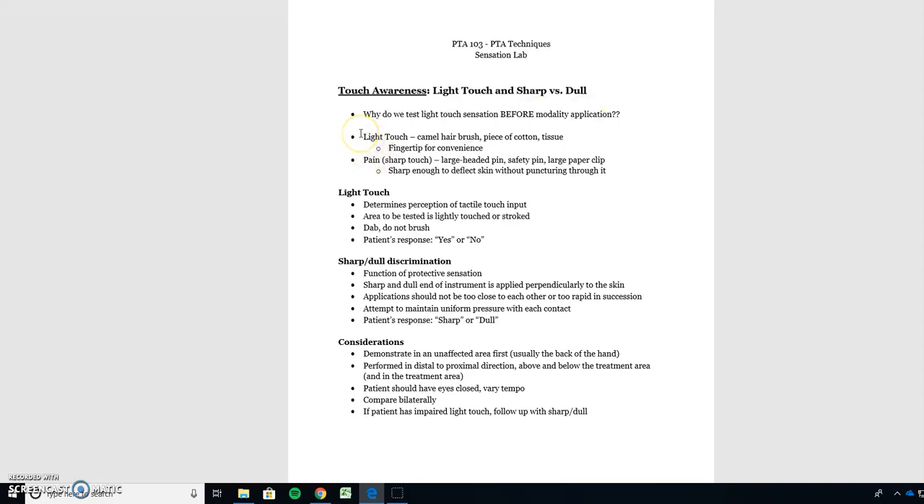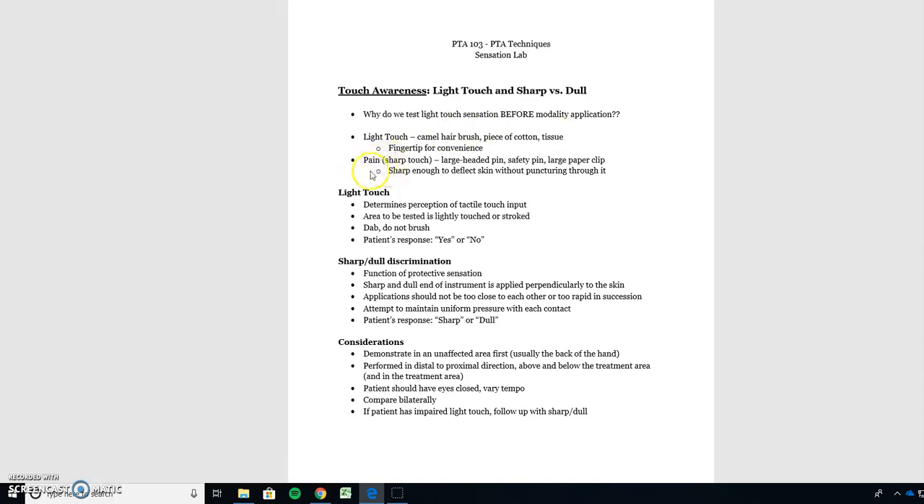So talking about light touch first, light touch can be done using several different tools. You can use a camel hair brush, which is very light. You can use a piece of cotton, like a cotton ball or a Q-tip. You can use a tissue. You can also use your fingertip. It depends on personal preference. It may also depend on the patient.